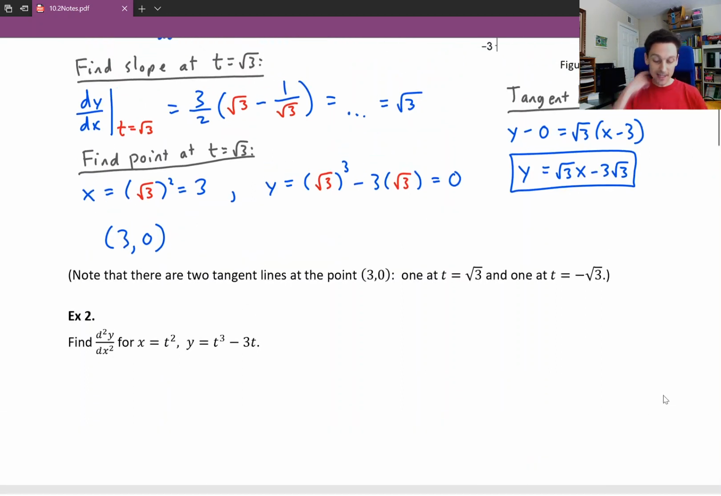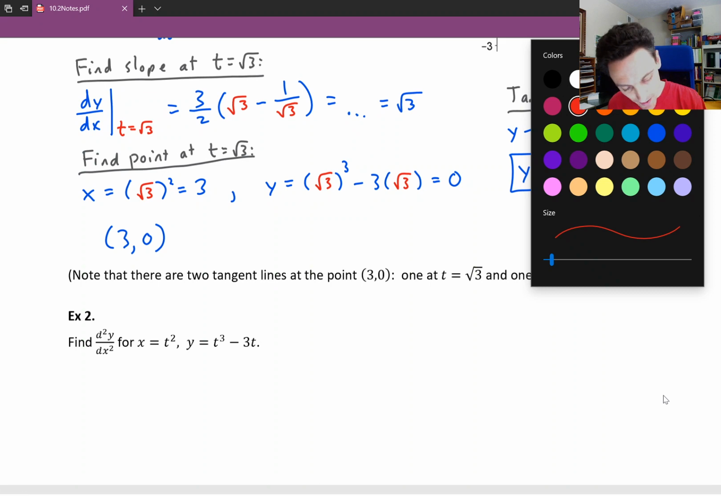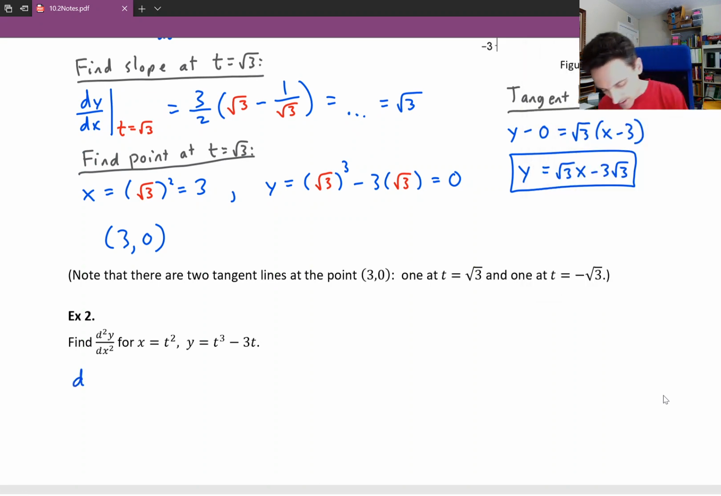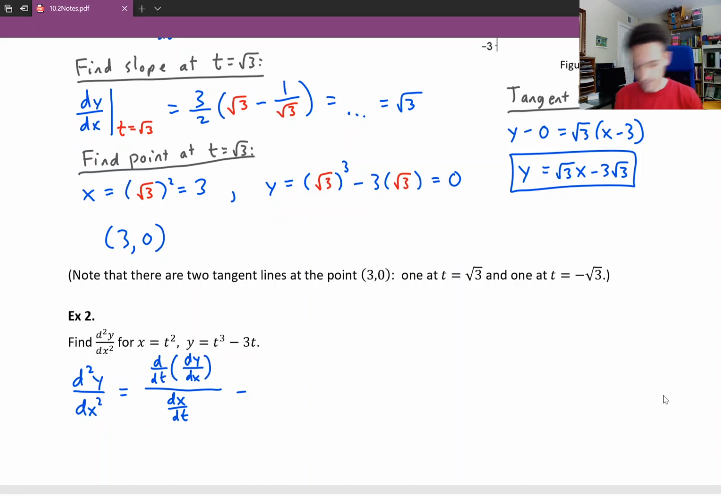Example 2 says find the second derivative of those same parametric equations. So the second derivative of y with respect to x is going to be the derivative with respect to t of the first derivative, so it's d/dt of dy/dx, over the derivative of x with respect to t. So to get the second derivative, you take the derivative of the first derivative, and this is just how you take the derivative using parametric equations. You do d of your function/dt over dx/dt.